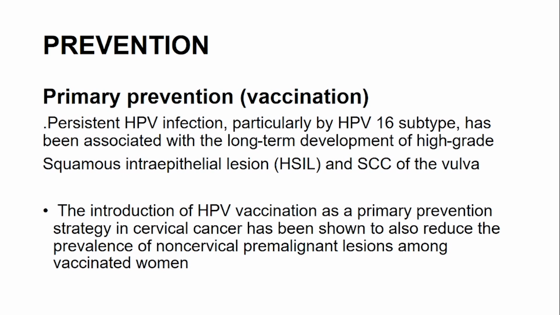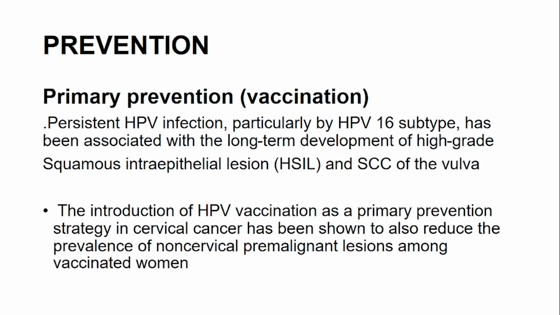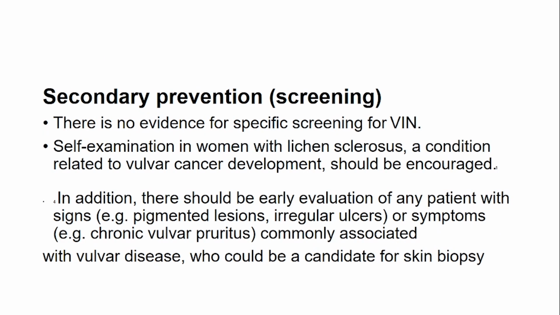So, the best thing is, how do we prevent this from happening so that it doesn't progress to cervical or vulvar cancer? It has been known that persistent human papillomavirus infection, particularly the HPV-16 subtype, has been associated with long-term development of high-grade squamous intraepithelial lesions and squamous cell carcinoma of the vulva. The introduction of human papillomavirus vaccination as a primary prevention strategy in cervical cancer has been shown to also reduce the prevalence of the non-cervical pre-malignant lesions among the vaccinated women.